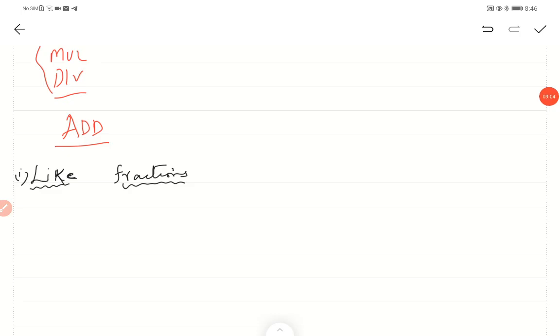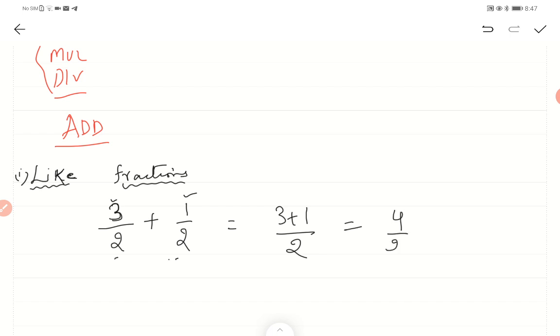So let's see first addition of like fractions. If you have like fractions, it's very easy to add. So for example, if I have 3 by 2 plus 1 by 2. Since denominators are the same, I can write this as 3 plus 1 by 2. I will just add the numerators because denominators are equal, so that means they are like fractions. So I will get 4 by 2.